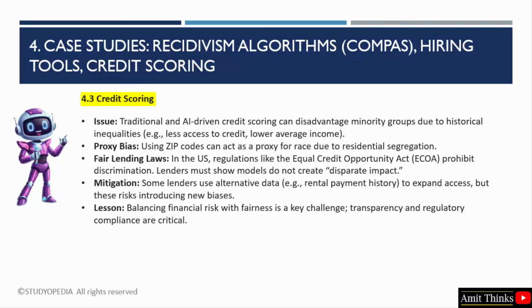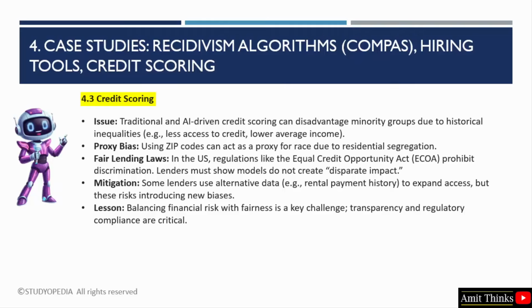Let us now see the credit scoring case study. The issue here is traditional and AI based credit scoring can disadvantage minorities due to past inequalities. For example, limited credit access, lower income. Proxy bias: zip codes may indirectly reflect race due to housing segregation. Fair lending laws: US laws like ECOA ban discrimination.